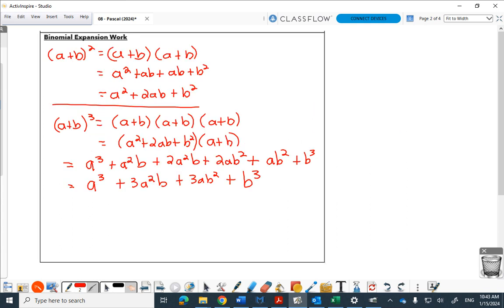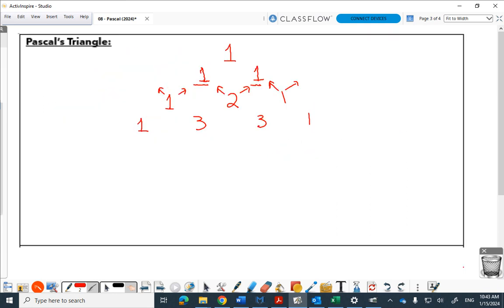Who wants a shot at the next layer of Pascal's triangle? 1, 4, 6, 4, 1. I'm just adding the two diagonals upwards. I'm just looking above on either side and filling those in. Do you see why it has to be a triangle? You're always going out a little bit. 1, 4, 6, 4, 1.